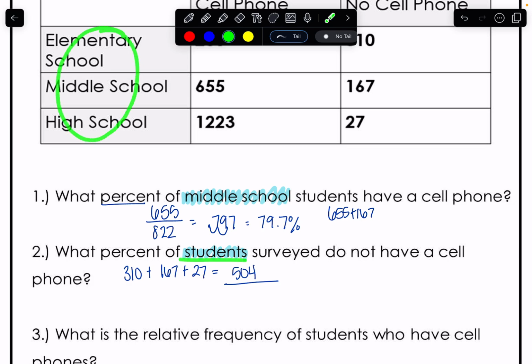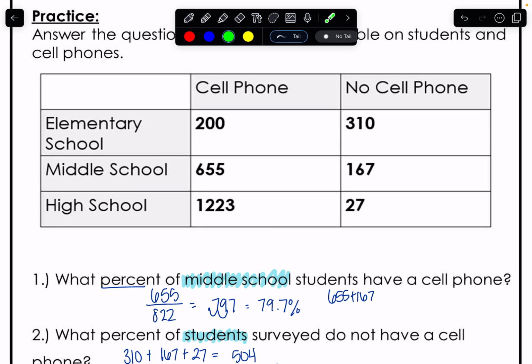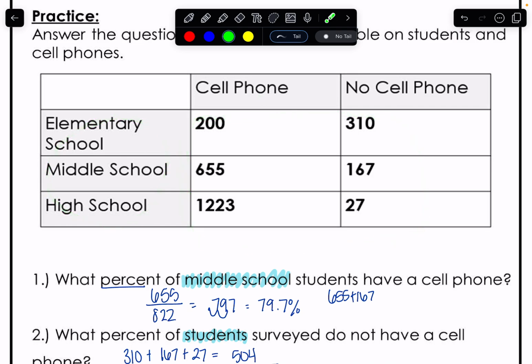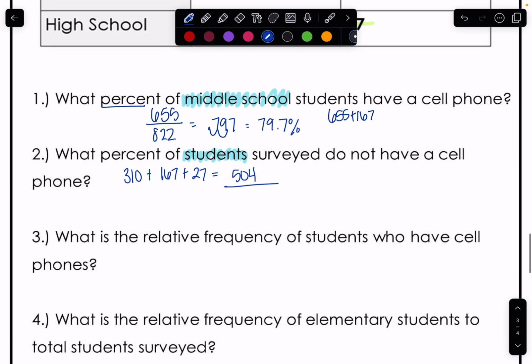So all of them. This is kind of an interesting question because if it's asking for all of my students, cell phone or not, I'm now really adding up every single number in this chart. I like this example because we're looking not just at a specific column or row, but the entire chart now. So I can add up 200, 655, 1, 2, all of these numbers, right? Out of all of my students, these are all my students, middle, elementary, and high school, you either have a cell phone or you don't. You have two choices. You either have one or you do not. So I want to add up all those numbers.